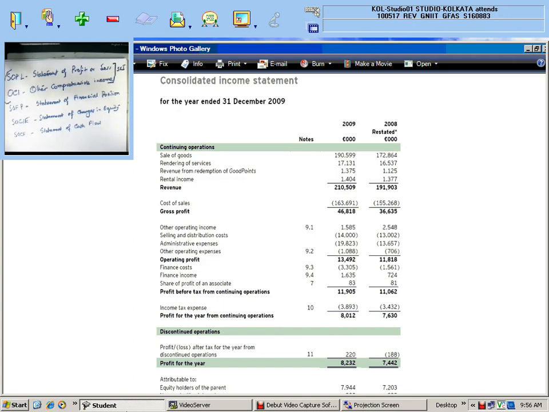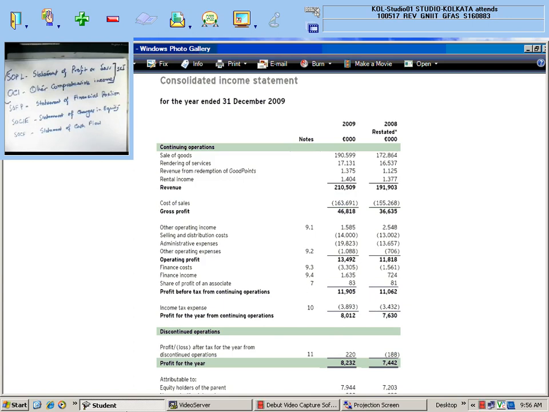Then selling and distribution cost, administrative expenses. So here it is by functionality. The expenses are presented by their functionality, like cost of sales, selling and distribution cost, administrative expenses, etc. Then other operating expenses, again with a note to financial statements, 9.2. Then finance cost, note 9.3. Finance income, 9.4. So if you want additional information on each of these items, you will get it by consulting the relevant paragraph of the notes to financial statements.